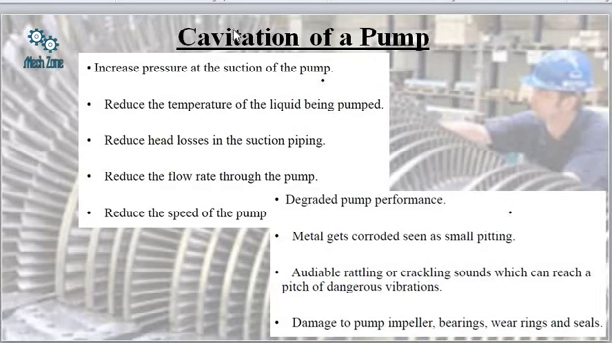And what are the side effects of cavitation? Degraded pump performance, and metal gets corroded, as I have already told you, because of the pitting action, and this pitting action is mainly taking place because of the bursting of the bubbles which have previously formed. Audible rattling or crackling sound which can reach a pitch of dangerous vibrations, and damage to the pump impeller, bearings, wear rings and seals. So it is causing a large amount of damage to the pump body.